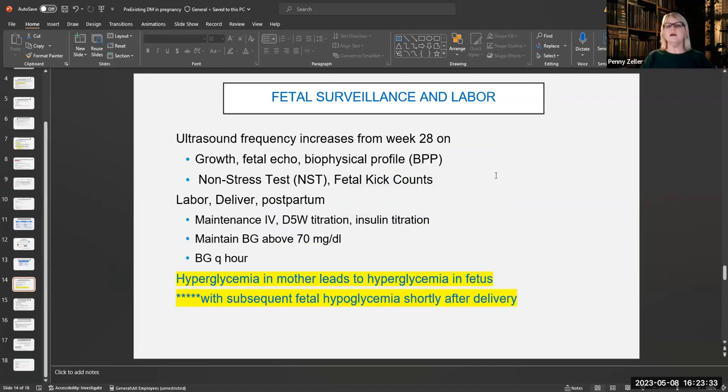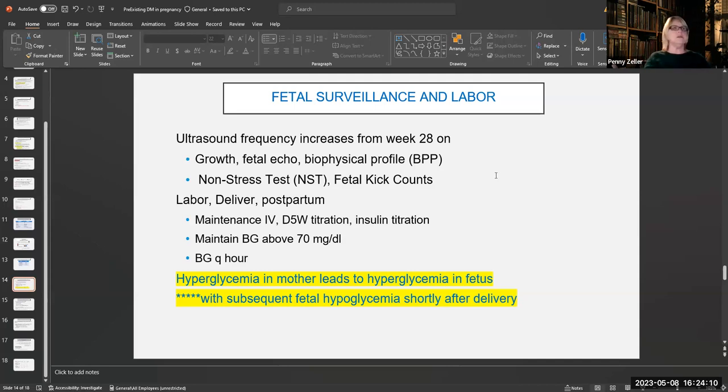So diabetics, like I said, we're going to keep a closer eye on them during third trimester, do more frequent ultrasounds. We're going to watch baby's growth. We're going to do a fetal echocardiogram, which is an ultrasound of the baby's heart. We're going to do biophysical profiles to make sure baby is moving, has good muscle tone, breathing, looking at the amniotic fluid. We might do non-stress tests. Teach mom about fetal kick counts.